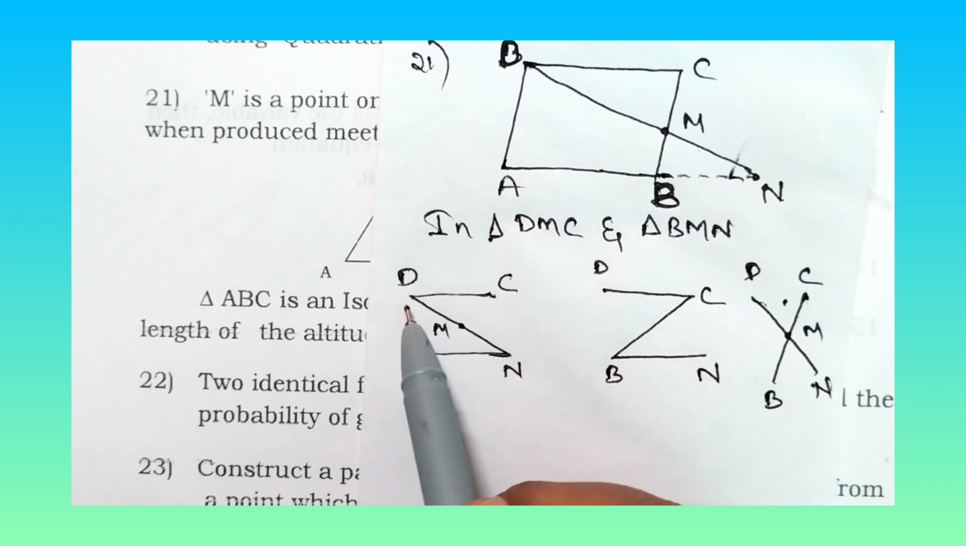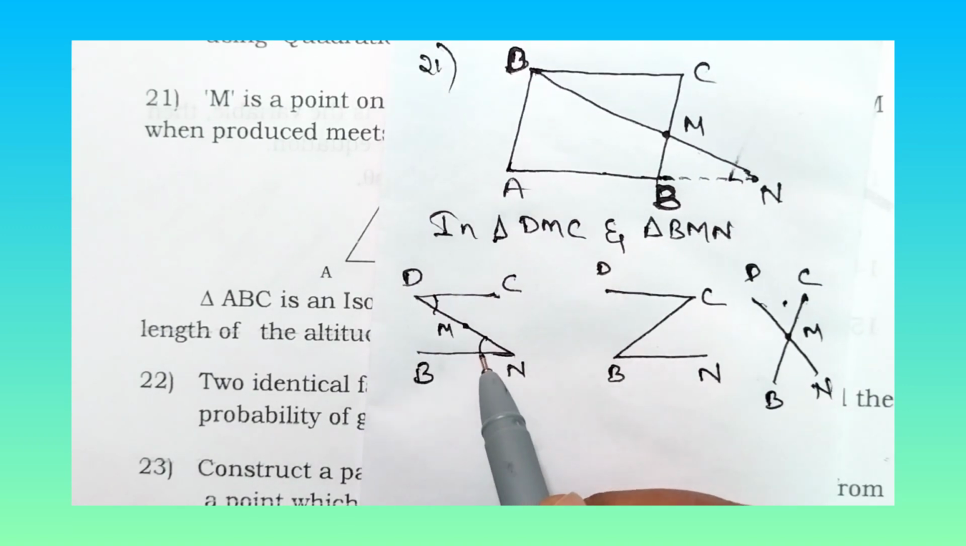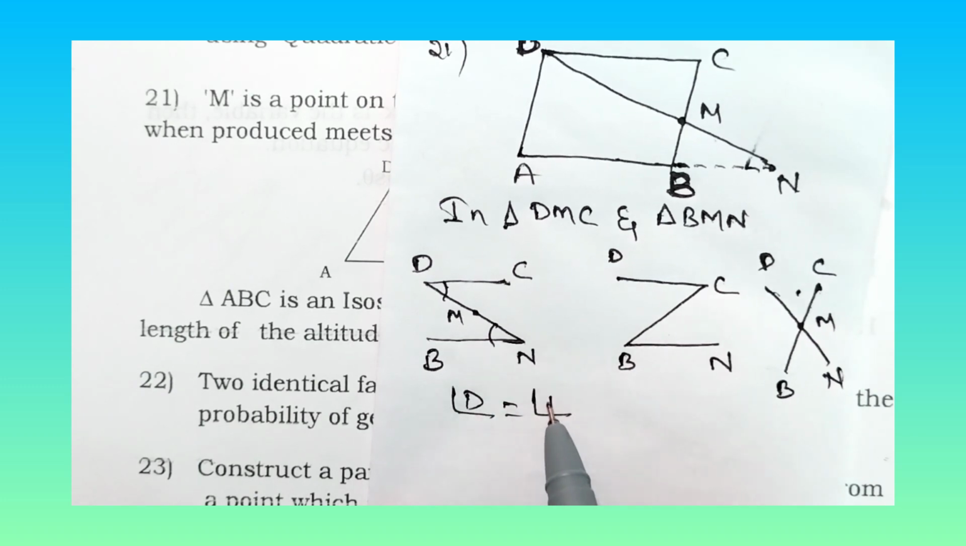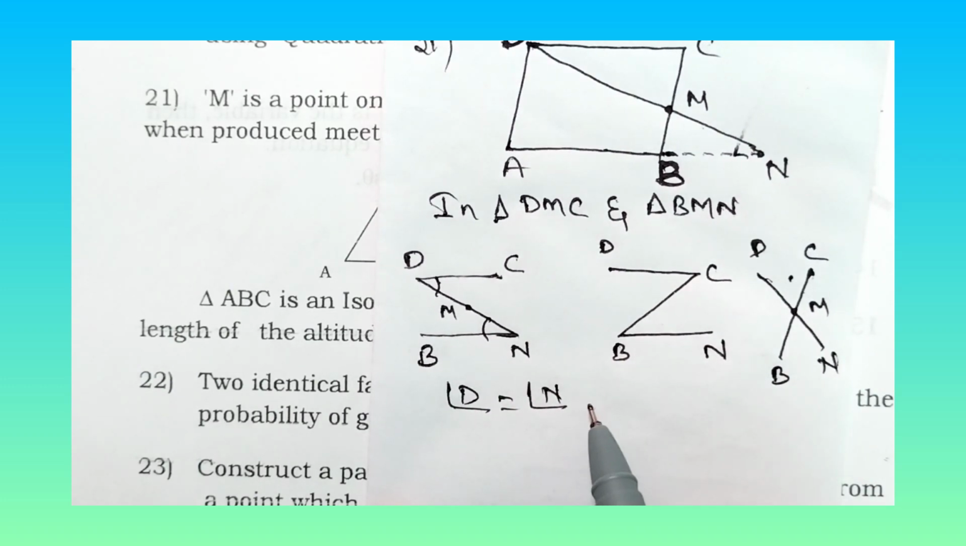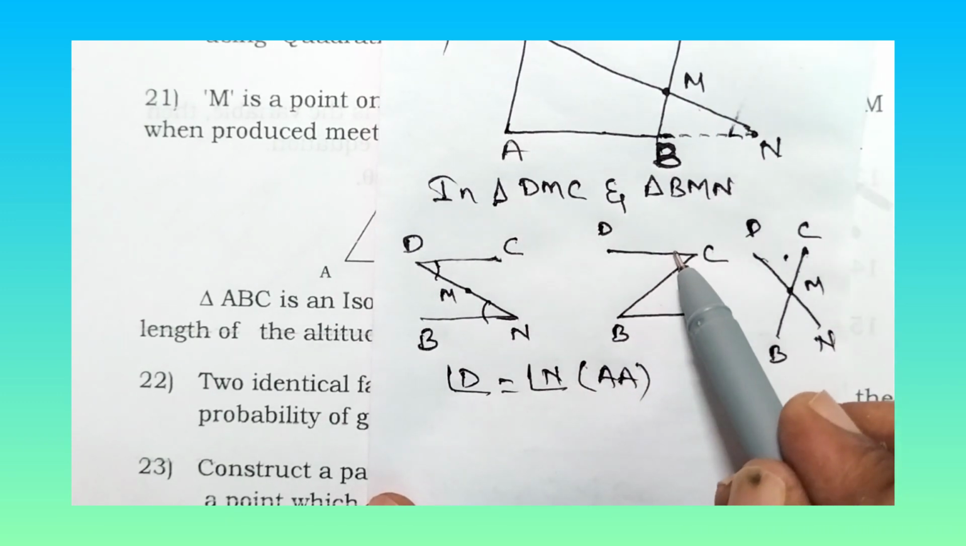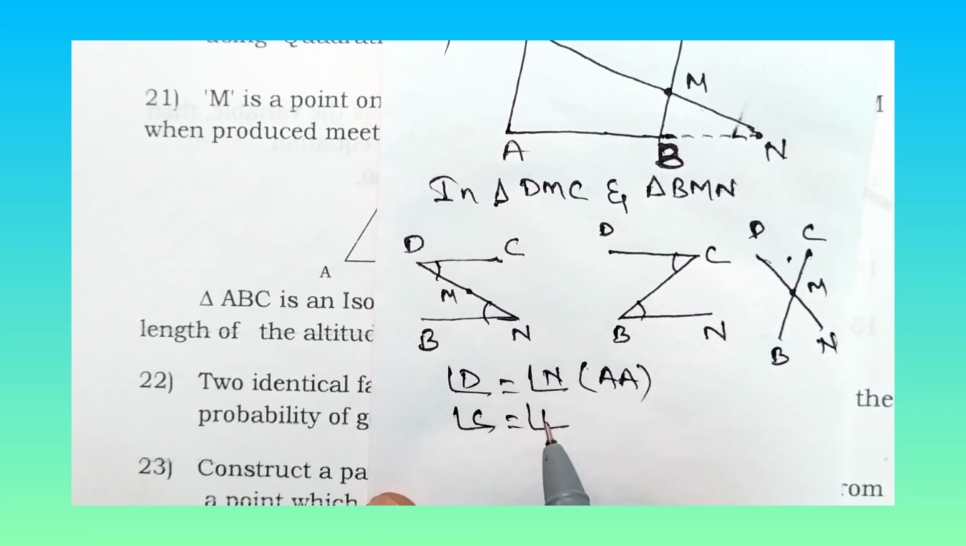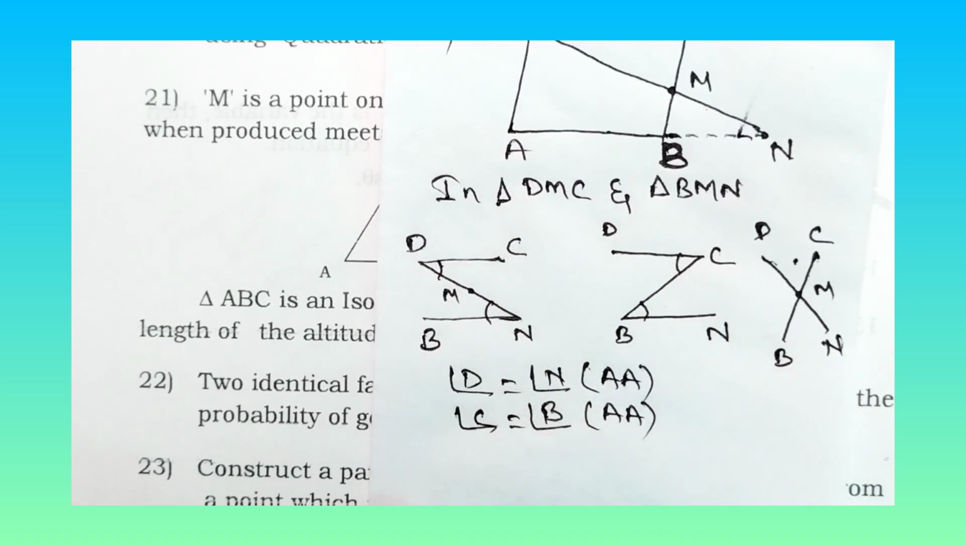ಸೊ ಆಲ್ಟರ್ನೇಟ್ ಆ್ಯಂಗಲ್ಸ್ ಬರ್ಕೊಂಡಿದ್ದೀನಿ. ಇಲ್ಲಿ D ಇದೆ, ಇಲ್ಲಿ N ಇದೆ. ಹಾಗಾದ್ರೆ ಬರೆಯೋಣ ಆ್ಯಂಗಲ್ D ಈಸ್ ಈಕ್ವಲ್ ಟು ಆ್ಯಂಗಲ್ N, ಅಂದರೆ ದಟ್ ಈಸ್ ಆಲ್ಟರ್ನೇಟ್ ಆ್ಯಂಗಲ್. ನೆಕ್ಸ್ಟ್ ಇಲ್ಲಿ C ತಗೊಂಡ್ರೆ ಇಲ್ಲಿ B. ಸೊ ಆ್ಯಂಗಲ್ C ಈಸ್ ಈಕ್ವಲ್ ಟು ಆ್ಯಂಗಲ್ B. ಸೊ ದೋಸ್ ಟು ಆರ್ ಆಲ್ಸೋ ಆಲ್ಟರ್ನೇಟ್ ಆ್ಯಂಗಲ್.